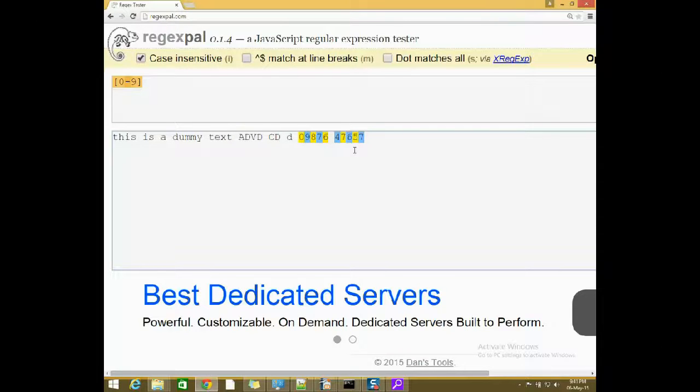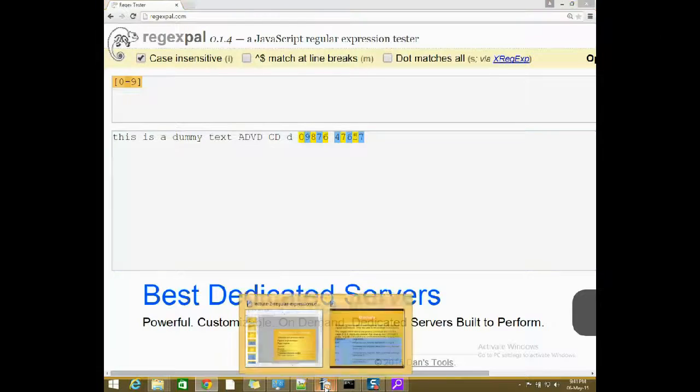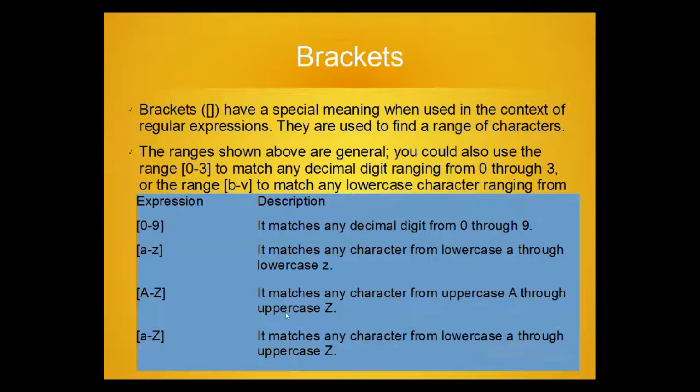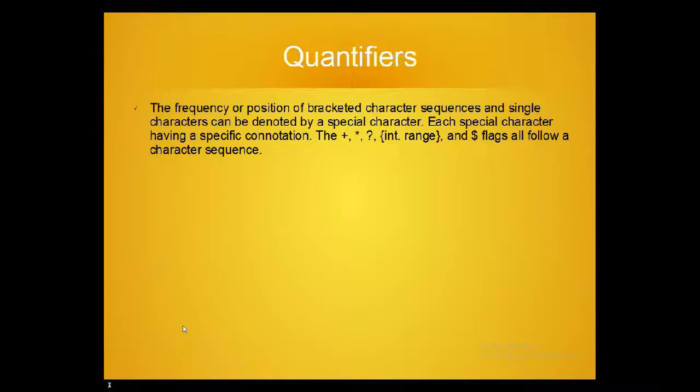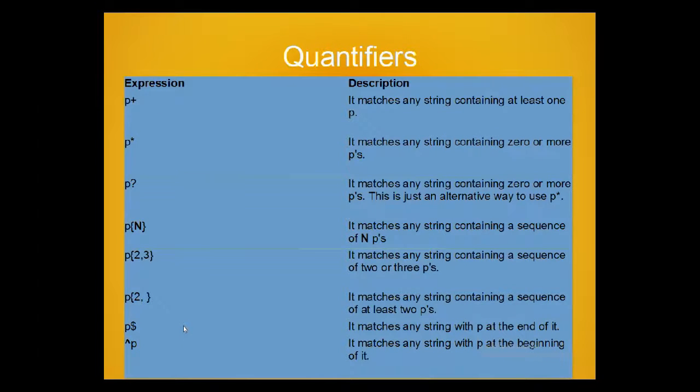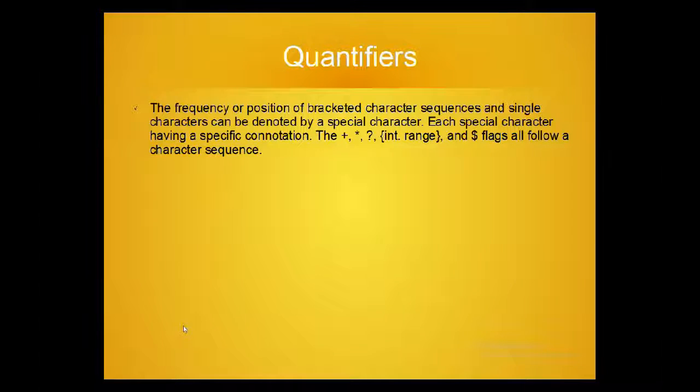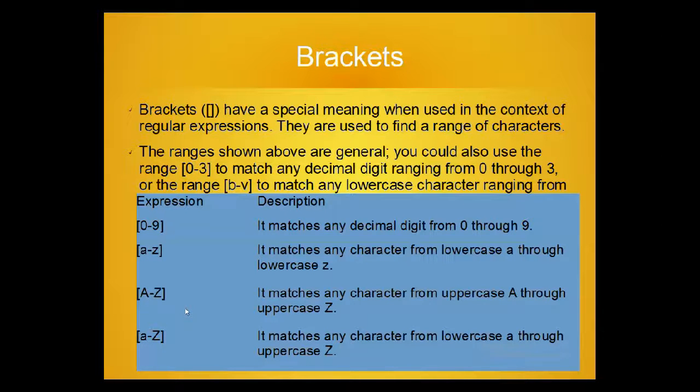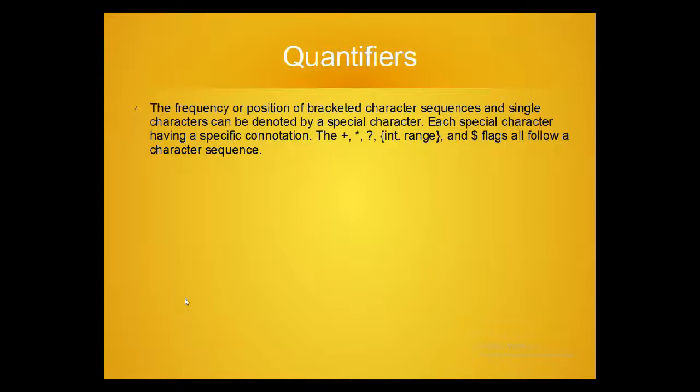Secondly, we studied this 0 to 9, that is a digit range. Small a to z will match small letters, and capital A to capital Z will match capital letters. Small a to capital Z will match small and capital letters both. That was all about brackets, and now we are going to work on quantifiers.